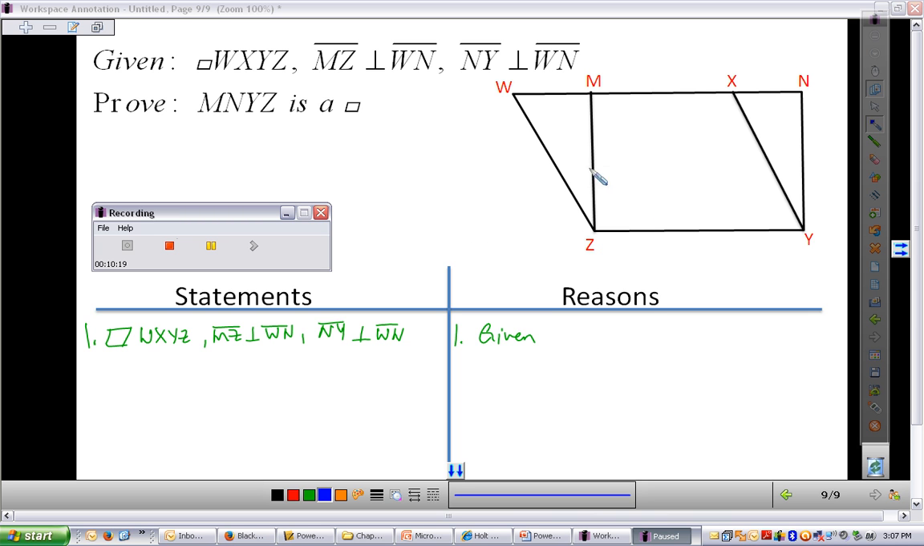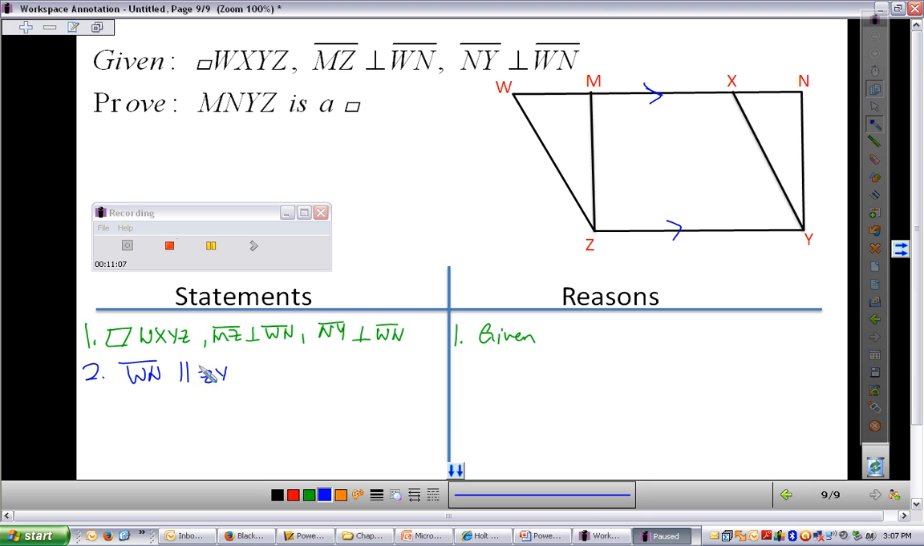So let's look at what our given information is. We already have WXYZ. WXYZ is a parallelogram. If this is a parallelogram, I must know that my top, WX, or in our case, WN, is going to be parallel to ZY. Because it's a parallelogram, I can add that to my statement. Segment WN is parallel to segment ZY. And that is just the definition of a parallelogram. The definition of a parallelogram says a quadrilateral with two pairs of opposite sides that are parallel.